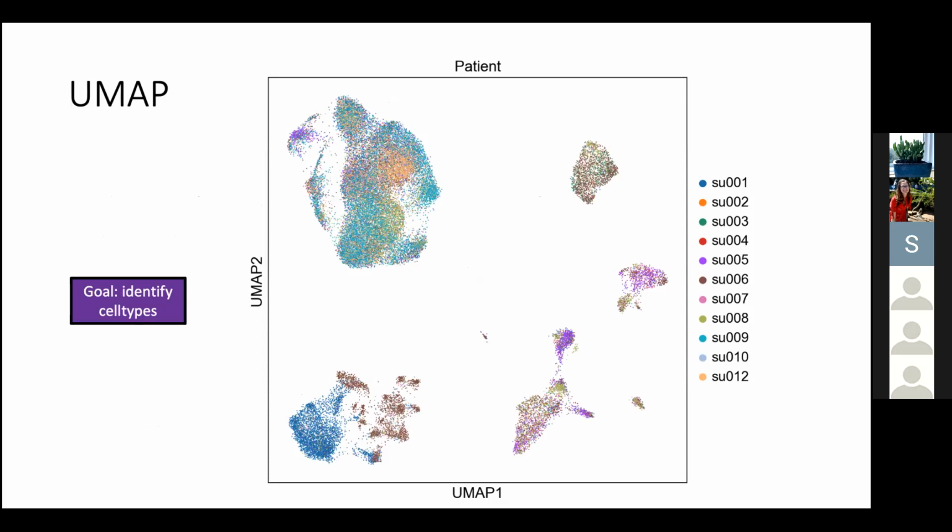So the goal today is to identify cell types, right? You have all of these dots, made a very pretty picture. What are the cell types here? Okay.